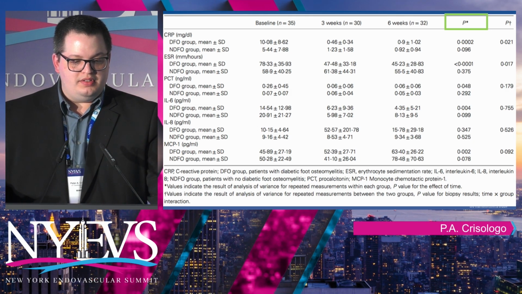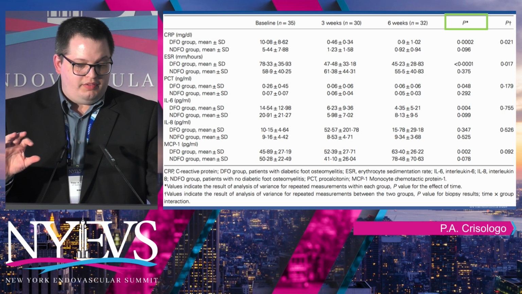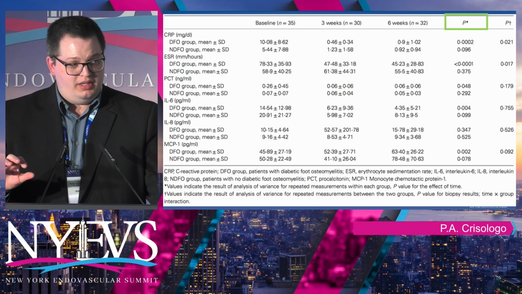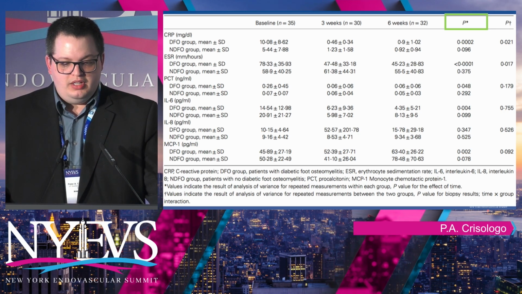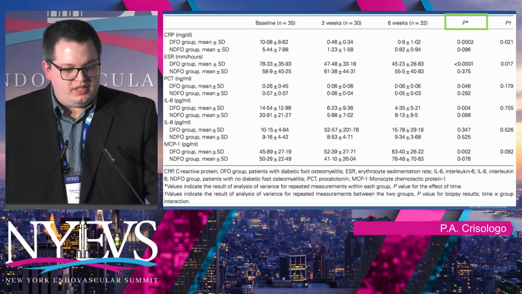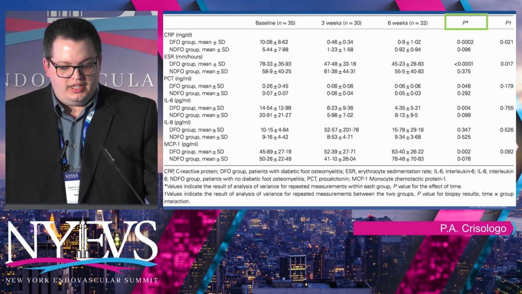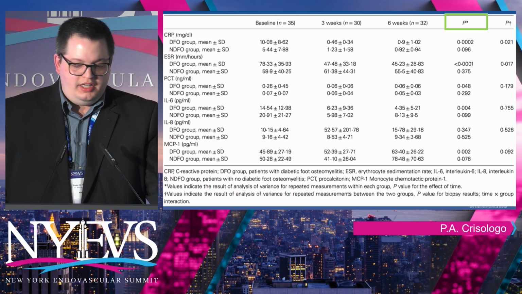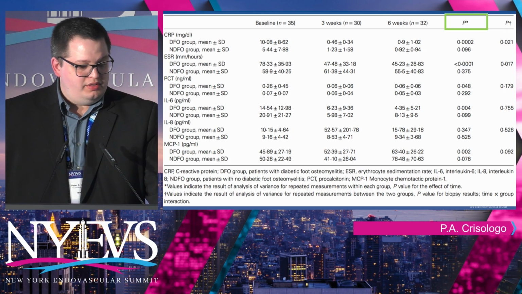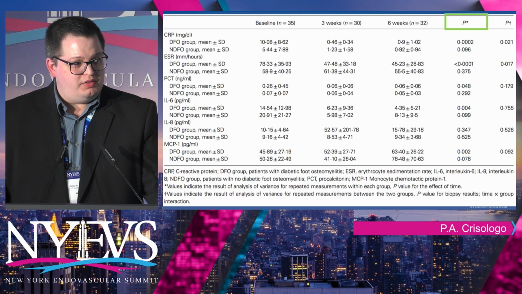And what do they see? Well, if you look, basically the stuff that worked out was in the diabetic foot osteomyelitis group, not so much with the non-diabetic foot group. But we see that CRP, SED rate, procalcitonin, and IL-6, as well as MCP-1, had some signal. Small study, but this is pretty interesting. You know, this might be another way to monitor these patients after treatment.